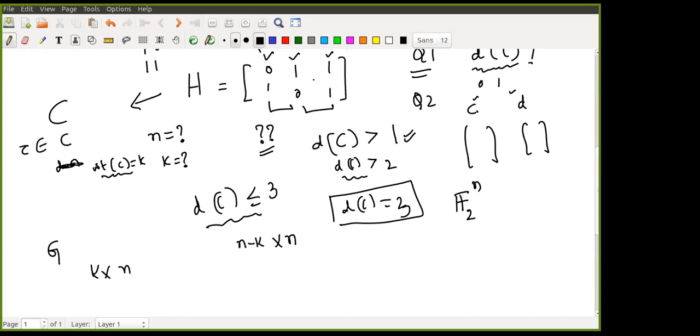Right. Now, what is the size of the matrix here? It is 2 cross 3. So N is equal to 3. Right. And what is the K value? K is equal to 1. So what is the generator matrix size? 1 cross 3. So only one row. Okay. And what is the relation between H and G?